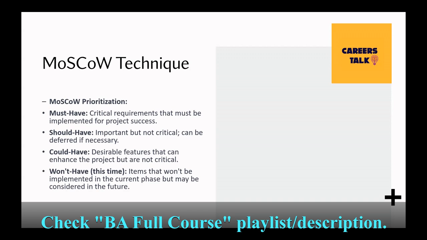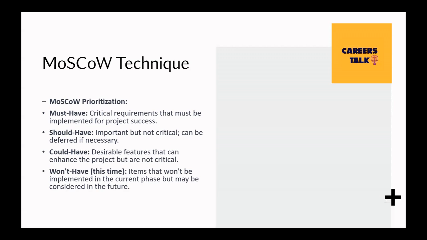Won't have is something that the items for that project that won't be implemented in the current phase, but maybe it can be considered in the future depending on the project scope. So you can say this is the least priority item for a MoSCoW technique.